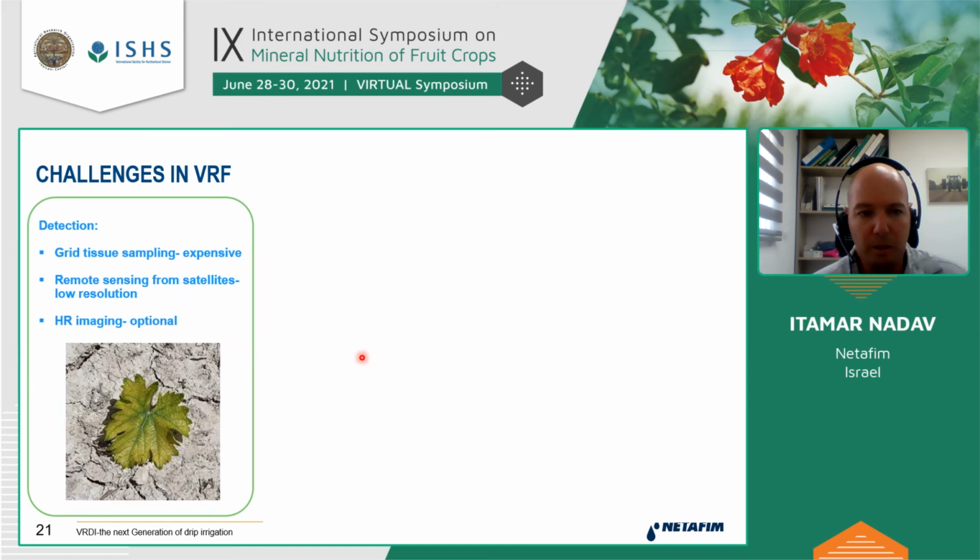So one possibility is just to take a lot of people and send them to the plot and do some grid tissue sampling, but it's probably more expensive than the savings of the nutrients. Another option is to use remote sensing from satellites, but the resolution is not good enough, especially if we're talking about micronutrients. Maybe for nitrogen it's okay, but not for micro. Probably the best we can do is high resolution imaging, which could be optional, and in the long term it could be cost effective.